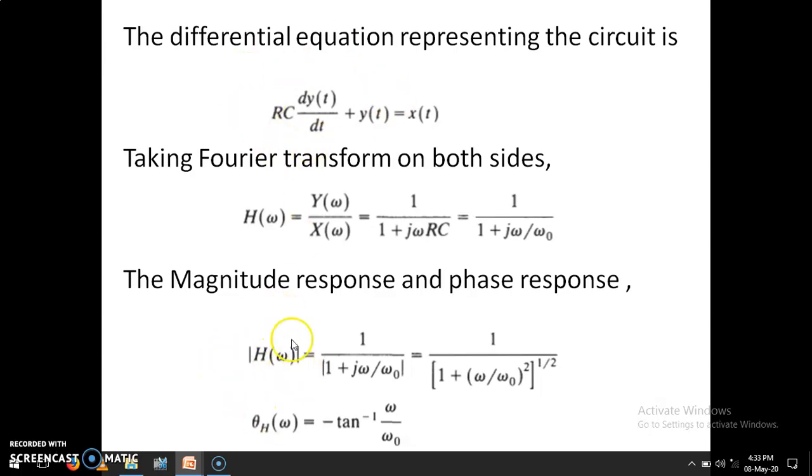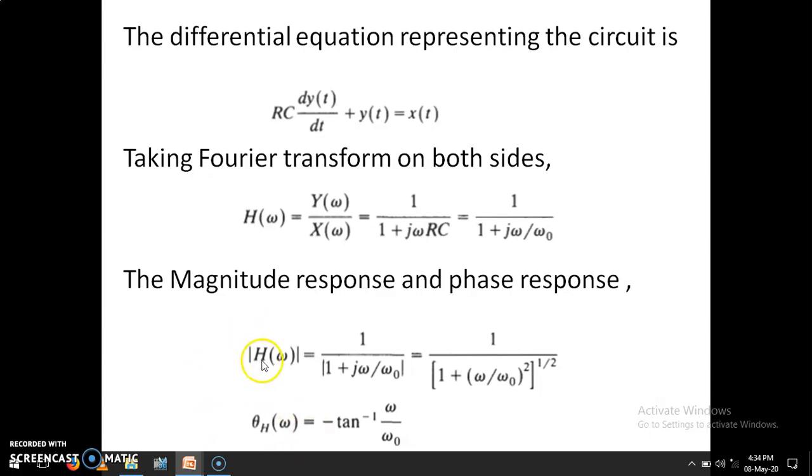Once we obtain H(ω), we can substitute ω = 0 in the modulus of H(ω) to find the value. And again, we can also find the value of modulus of H(ω) for ω equal to infinity. ω = 0 represents the low frequencies. ω = infinity represents the high frequencies. For a low pass filter, the gain at low frequencies should be greater than the gain at high frequencies. For a high pass filter, the gain at low frequencies should be smaller when compared with the gain at high frequencies.